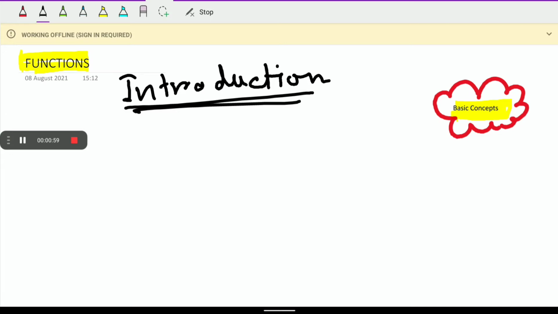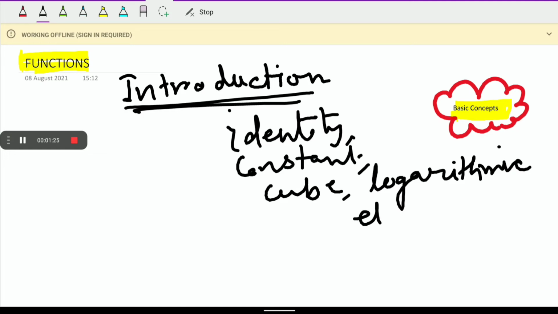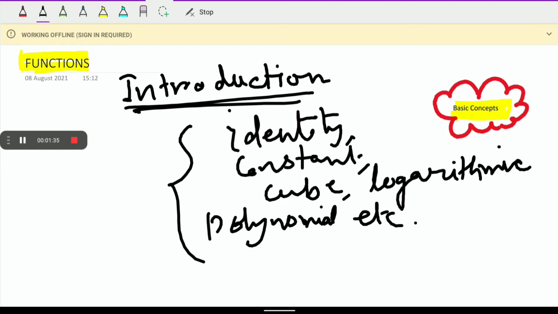In the earlier class, we already introduced the notation of function, and we have learned about some special functions, like the identity function, constant function, cube function, logarithmic function, and polynomial function, etc. So we have already introduced the notation and these types of function.